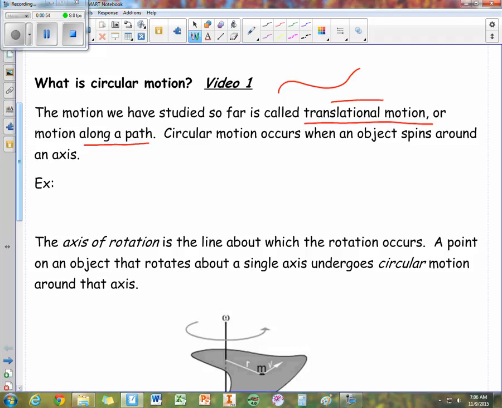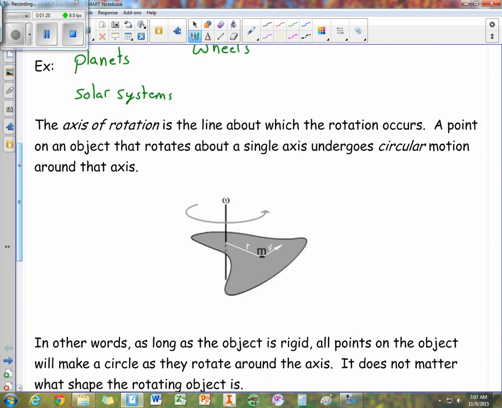Circular motion, on the other hand, occurs when an object spins around an axis. Examples for this include planets, solar systems, obviously wheels, a lot of amusement park rides, anything that if you can find an axis and see where something is spinning around it. So what this means is that we need to identify the axis of rotation. And this is just simply a line for which the rotation occurs.